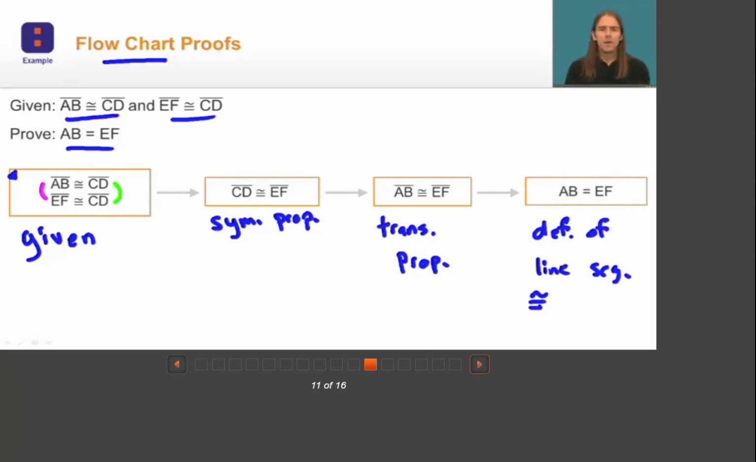Now, there were a number of other ways that we could have proven this, for example, by using the substitution property. And I already said that we could have skipped the symmetric property, turning this into a three-step proof. The point is to make sure that your flowchart proof is accurate and that it shows the main ideas.